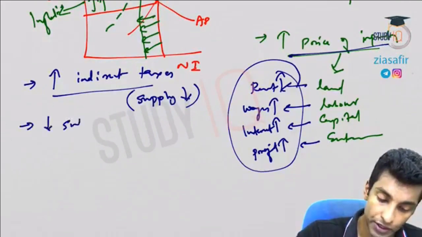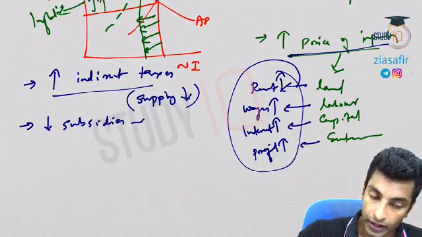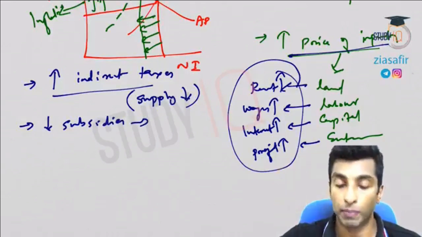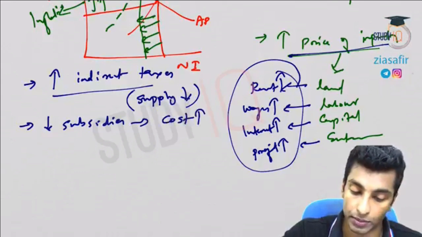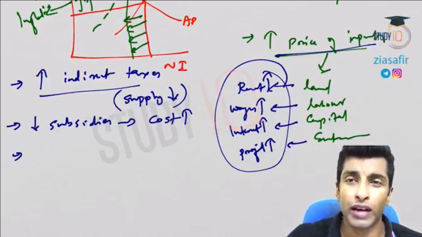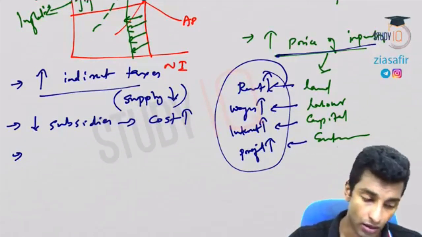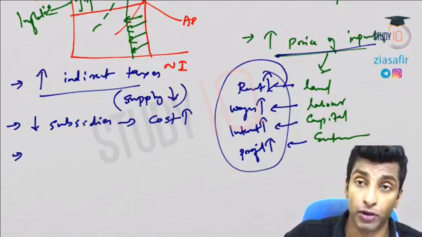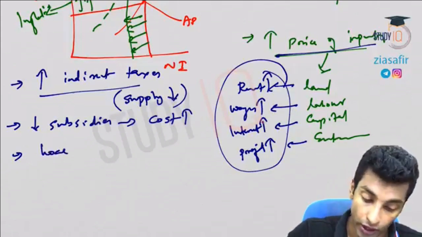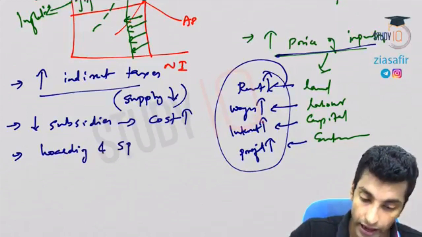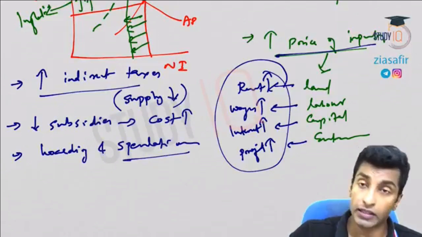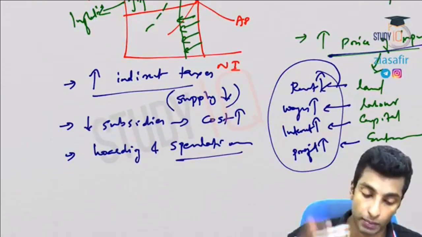What about decrease in subsidies? Decrease in subsidies means the cost will be more. When the cost will be more, supply will be less. Okay, so decrease in subsidy means cost increases, so supply will decrease. That is also a reason. Then you can attribute natural factors here, labor factors here, all these things, reduction in supply of raw materials here, all this can be a reason. Hoarding and speculation, yes, that is also a reason. Okay, because that reduces supply. We are looking for reduction in supply or not.